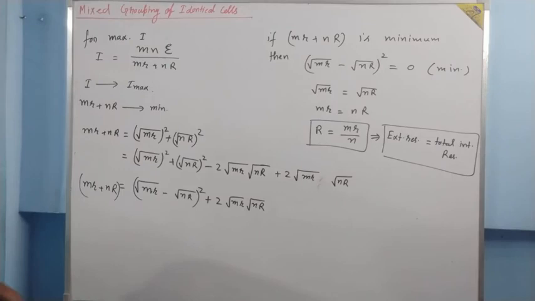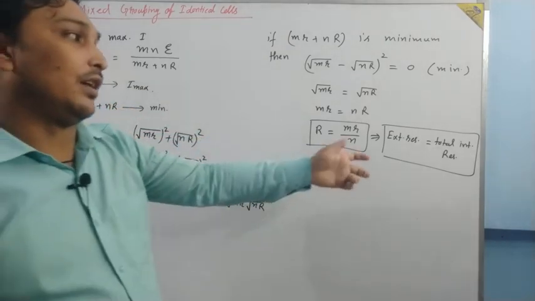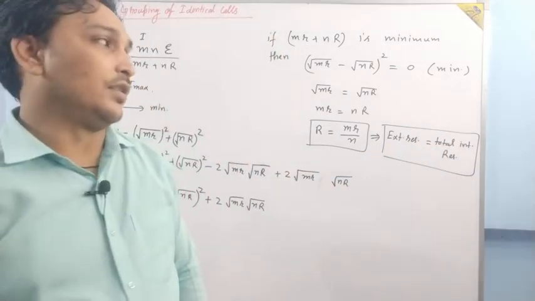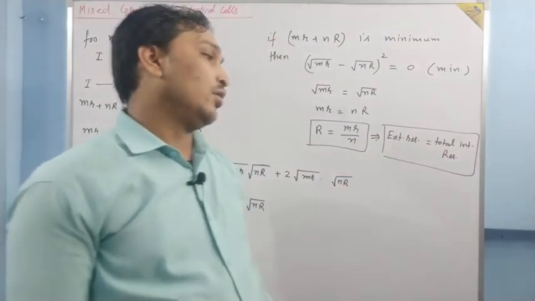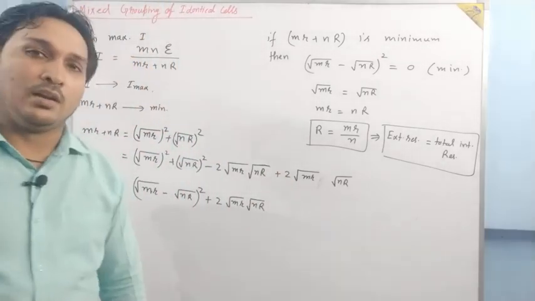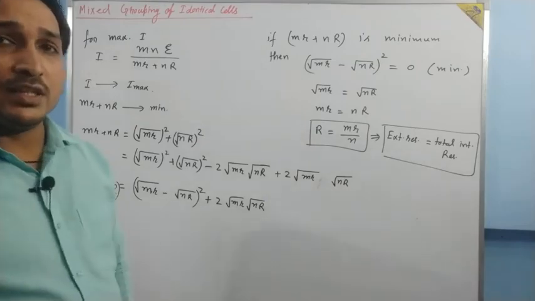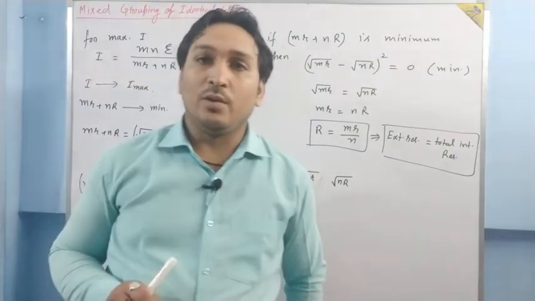So this is the condition in which the current is maximum. And for current to be maximum, we need to understand that the external resistance is equal to the total internal resistance. Okay. So this is mixed grouping of cells. Numericals based on this are very easy. They are simply put the value, get the result type.